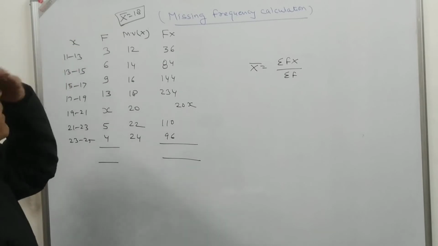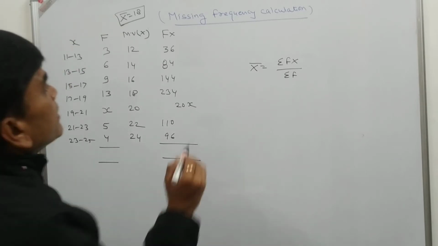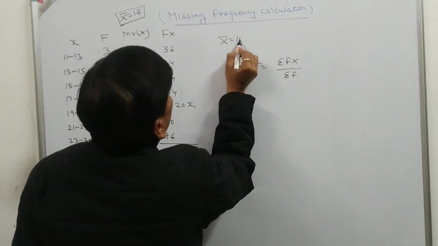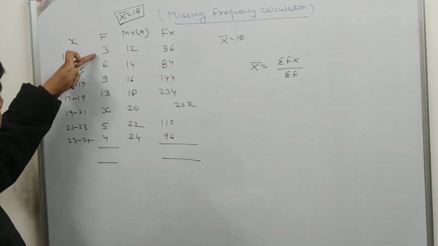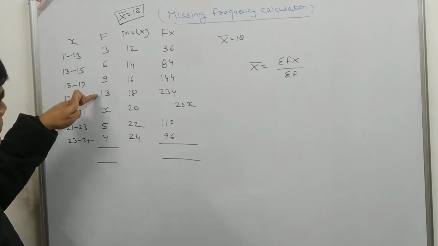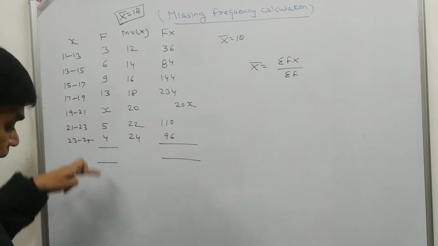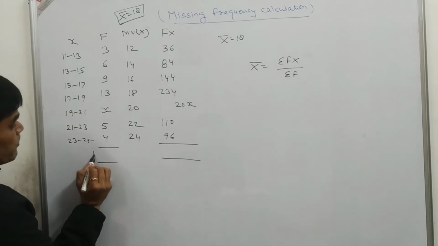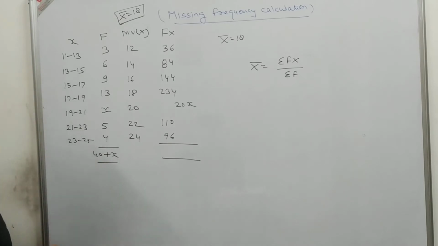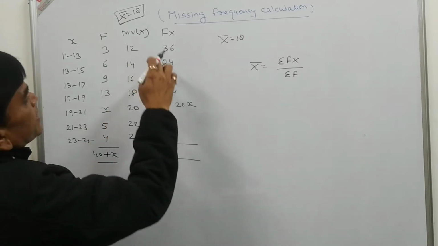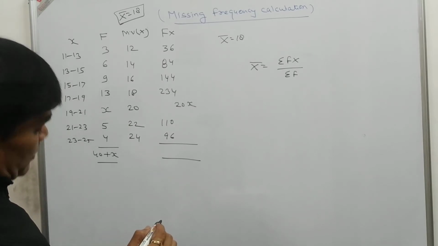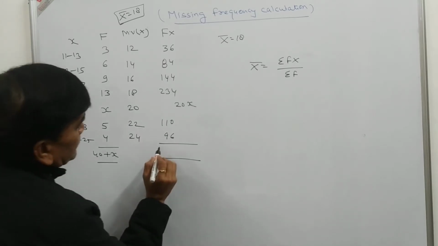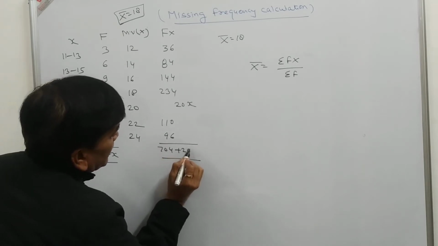For getting the arithmetic mean, x bar is given, already we are given the value of x bar is equal to 18. So first we calculate the total of frequencies: 3, 6, 9, 13, 5, 4 gives 40, so that will be 40 plus x. And the total of fx is equal to 704 plus 20x.